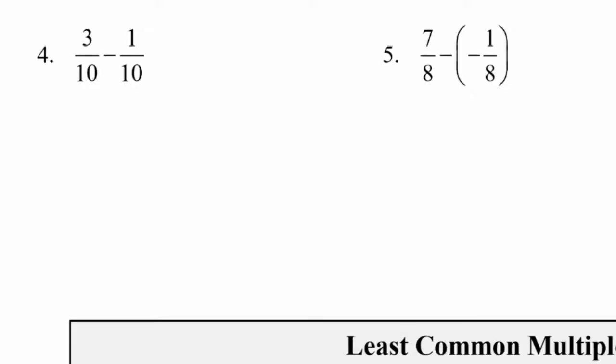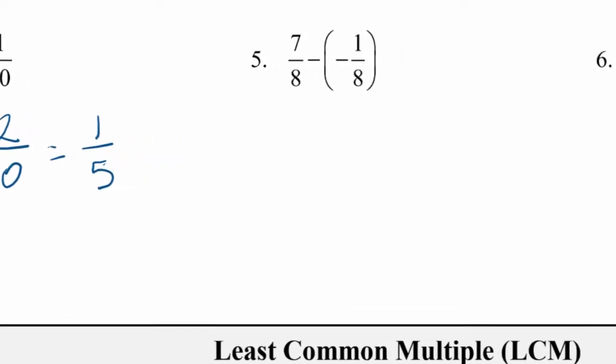In problem number 4, now we're doing a subtraction. We're subtracting 3/10 minus 1/10. Again, we have a common denominator of 10, and 3 minus 1 is 2. And that reduces down by 2. 2 and 10 have a common factor of 2. So we divide 2 by 2 and get 1, and divide 10 by 2 and get 5. So 1/5.